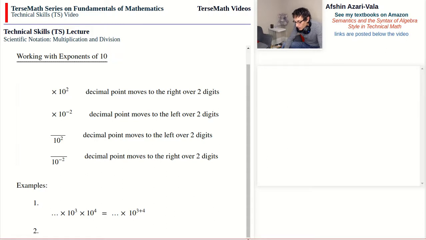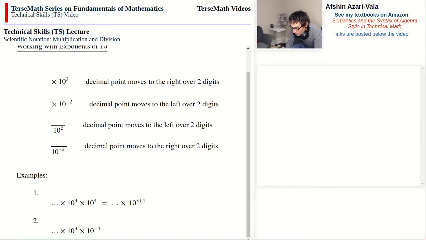You notice that what's happening with the exponent is that it's keeping track of how many places the decimal point is moving over. So in times 10 to the power of 3, the decimal point moves forward over 3 digits. And then in times 10 to the power of 4, we move it again over 4 more digits. So in total, we'll end up with 3 plus 4 digits, or 7 of them. So this could be simplified to 10 to the power of 7.